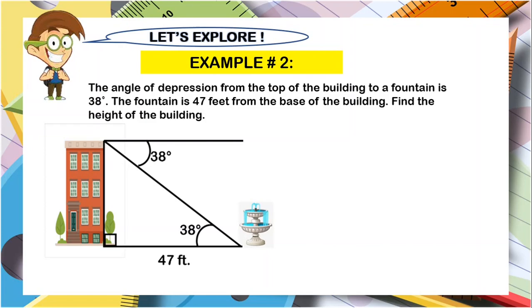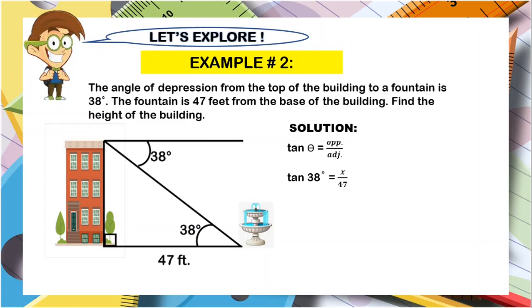The opposite side and the adjacent side of the right triangle are part of the problem. Thus, we use tangent ratio to solve the problem. Remember that tangent is equal to the opposite side divided by the adjacent side. Then, let us set up an equation. Doing so, we have tangent 30 degrees is equal to x divided by 47.